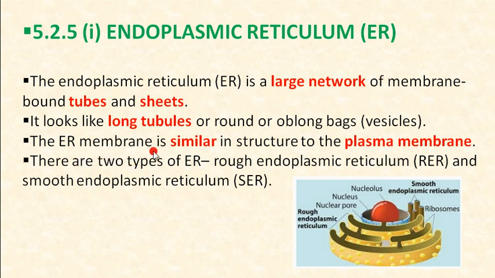The ER membrane is similar in structure to the plasma membrane. So the ER has its own membrane, which looks just like the plasma membrane. There are two types of ER. Rough ER, called RER, and another is smooth ER, SER, smooth endoplasmic reticulum. So there are two different types.